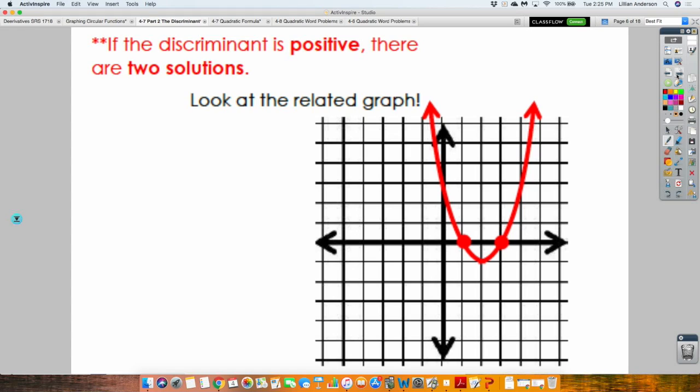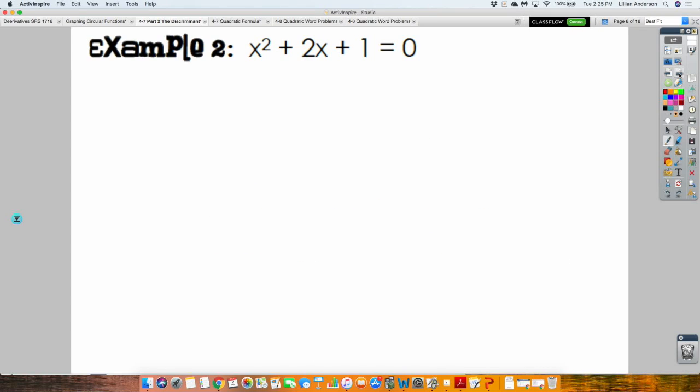Ready to go? 1 real solution. Find the discriminant here. Go ahead and do the b squared minus 4ac here, just the part that's underneath the square root, figuring out what that value is. What is it? 0. It is 0. 2 squared minus 4 times 1 times 1. Yes, that's 4 minus 4, which is 0.